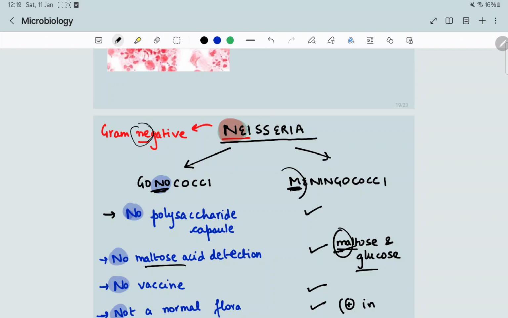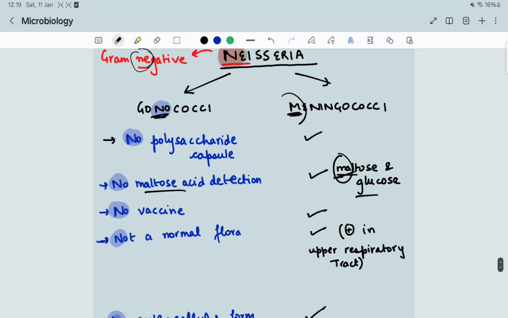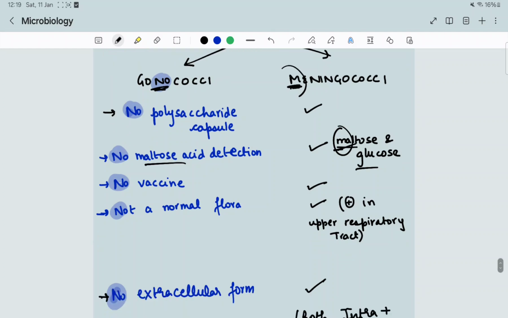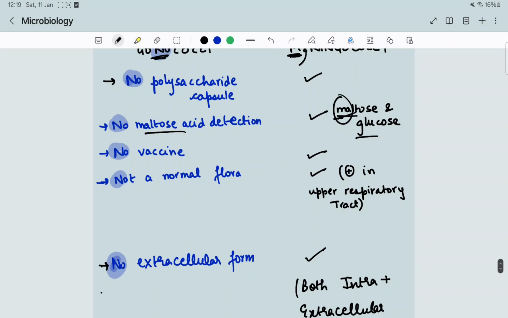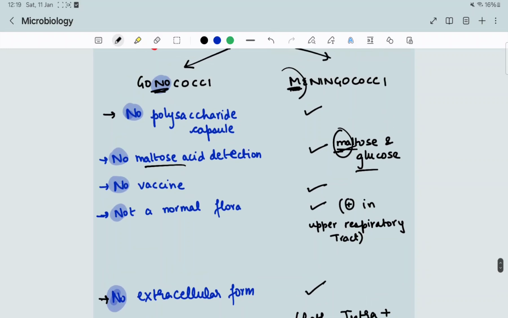So we have to remember 5 no's here. 1. No polysaccharide capsule. 2nd, no maltose fermentation. 3rd, no vaccine is present. 4th, not a normal flora. 5th, no extracellular forms are present. And all these are present in meningococci.